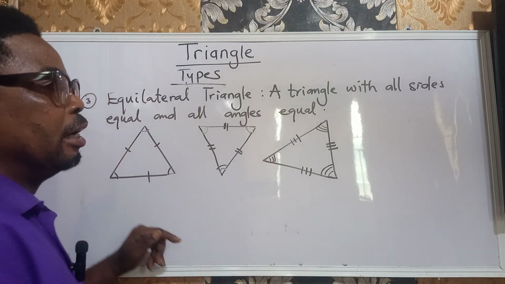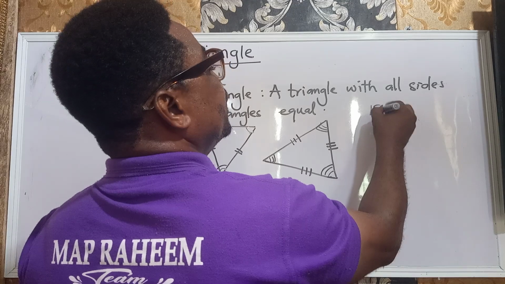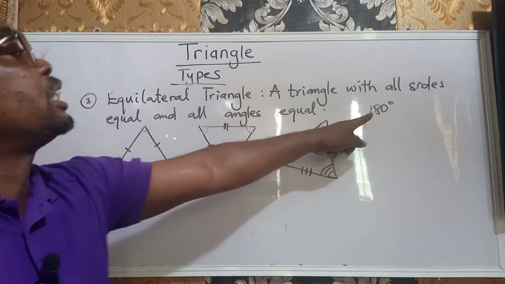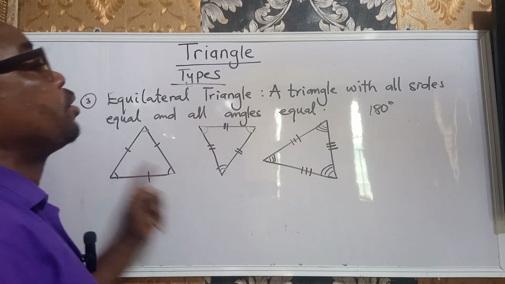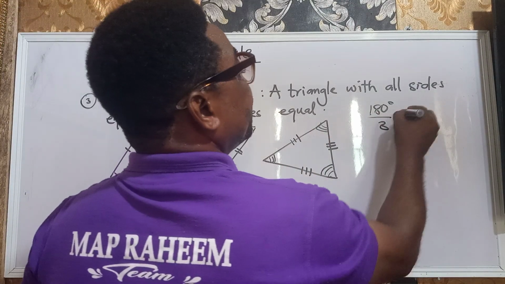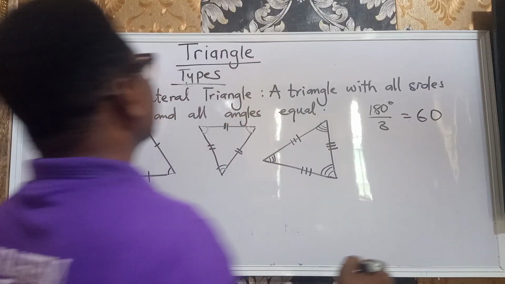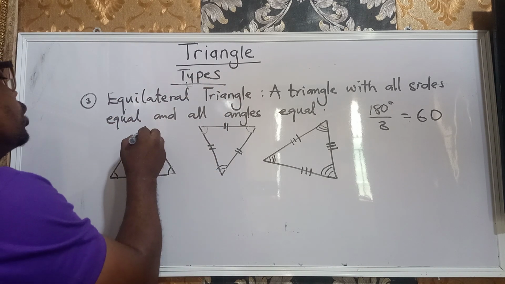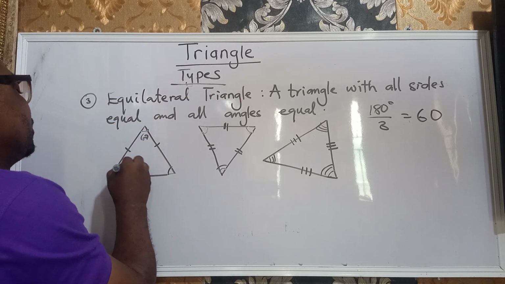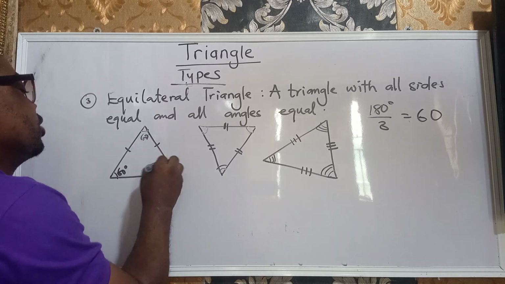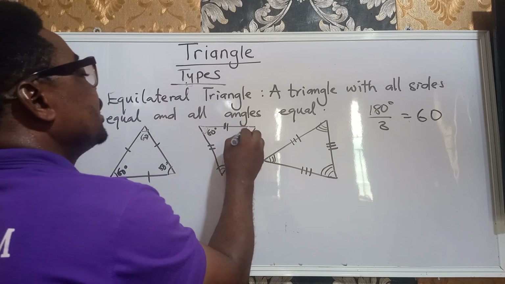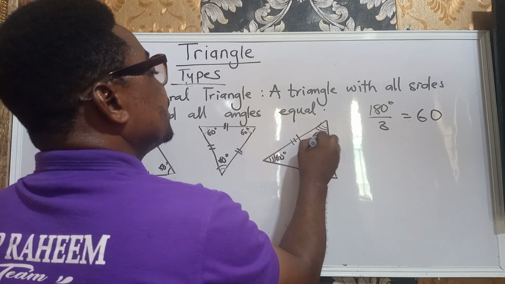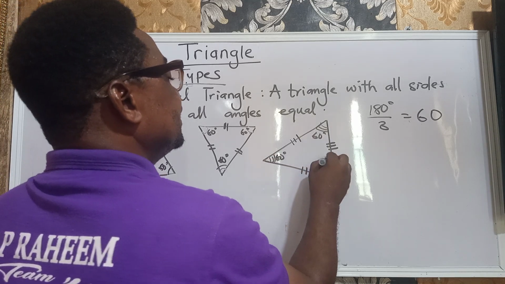Now, what I want you to know is that one of the properties of a triangle is that the sum of its interior angles is 180. So if all angles are equal, that means they share 180 equally among the 3 angles. Divide this by 3, it gives us 60. So that is another property of an equilateral triangle: each of its angles is 60 degrees. So this one is 60 degrees, 60 degrees, 60 degrees. That is one of it.